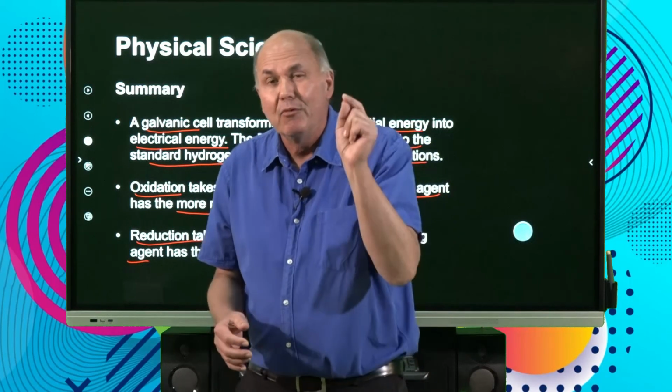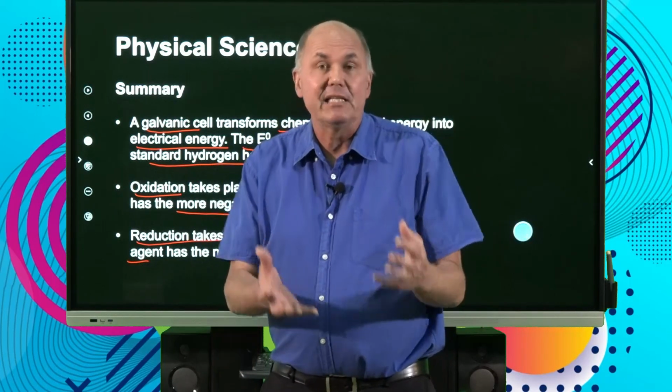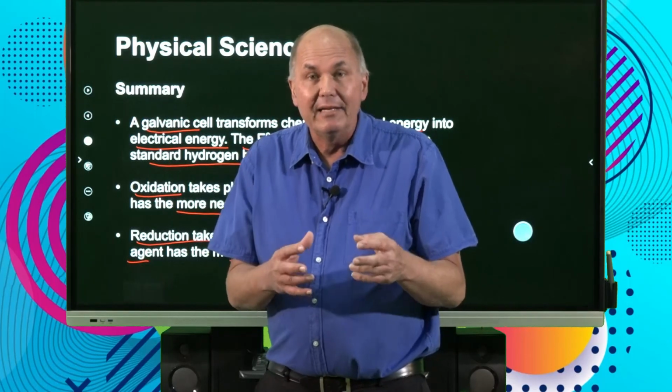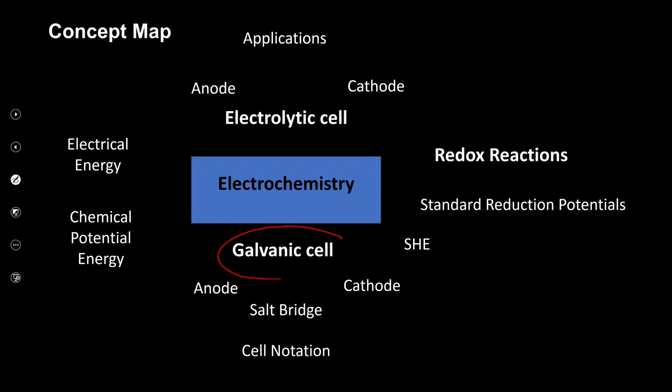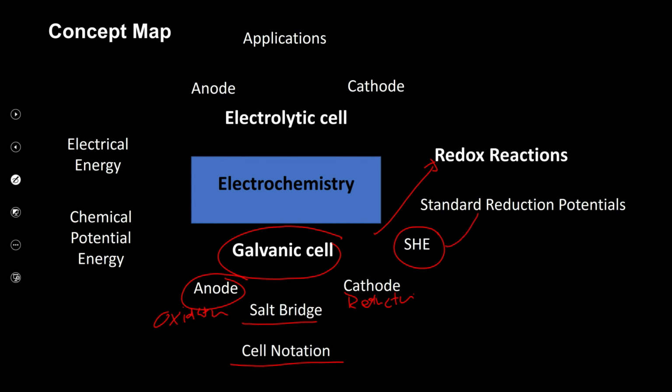So I hope you recognize that we've covered many aspects of the galvanic cell. And so just make sure that you've got all of those ideas clear in your mind. The galvanic cell is related to the redox reactions, that the reaction at the anode is oxidation, and at the cathode is reduction. That there is a salt bridge, and the function of the salt bridge is important, that you can write cell notation, and you recognize this standard reduction potential all relates to the standard hydrogen electrode.